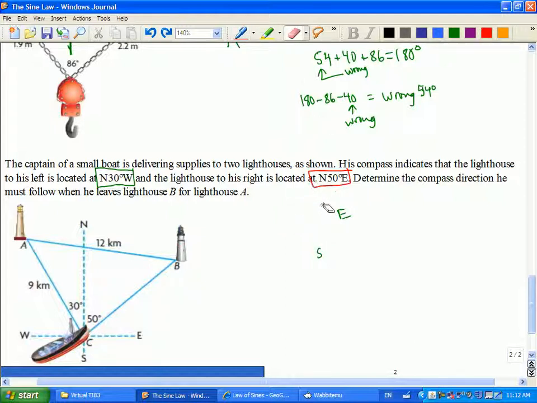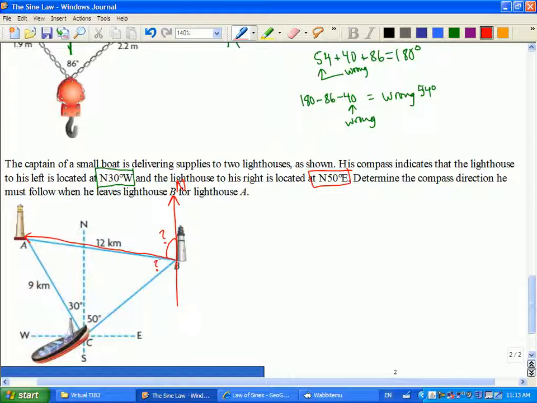So what you're trying to figure out here is, if he's doing this, determine the direction. When he leaves lighthouse B, he's going to go this way. What's the measurement he has to go? So one way you could do this is, if that's north, how far west is he? Right? You could also do it, what's this angle in here?